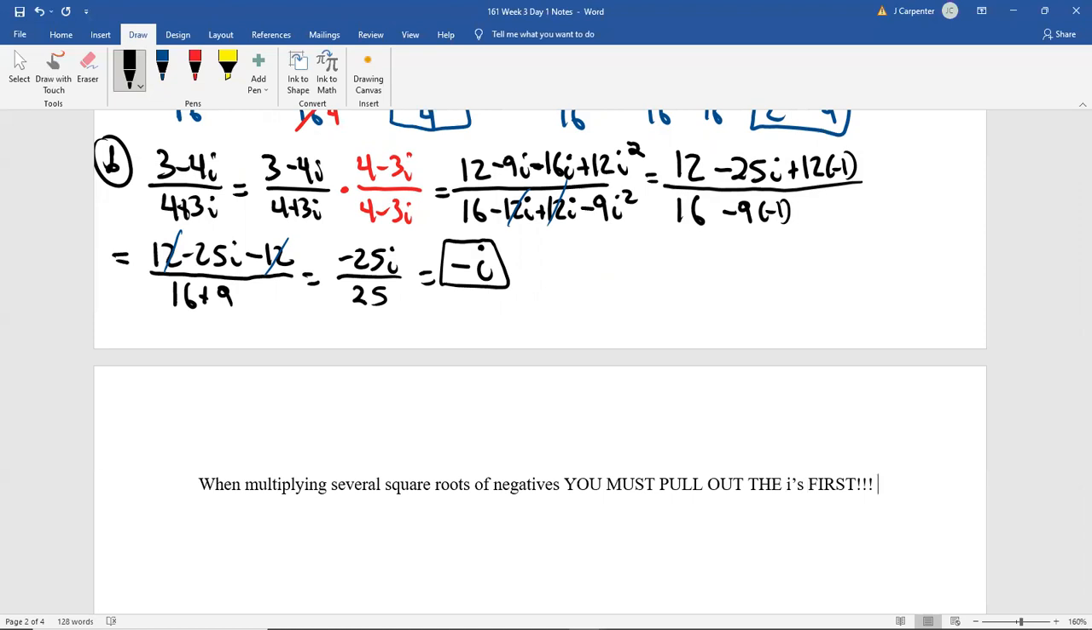When you're multiplying several square roots of negatives, so if I had like a square root of negative 7 times a square root of negative 3, you would say, oh okay, we'll just go ahead and squeeze the insides together. You told us the square root of a times the square root of b is the same thing as the square root of ab. Yes, except with imaginary numbers. You have to pull out the i's first. It has to do with the order of operations of imaginary numbers. This is really the only one we have of importance at our level.